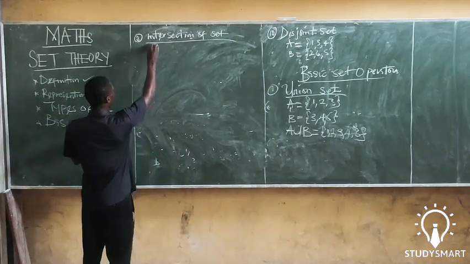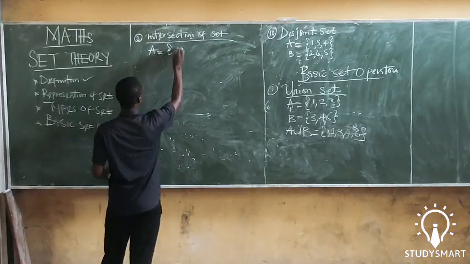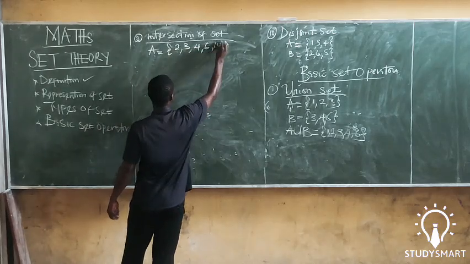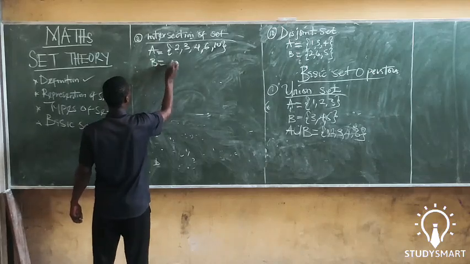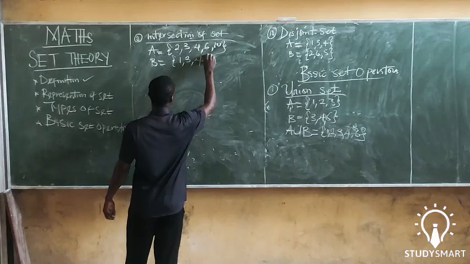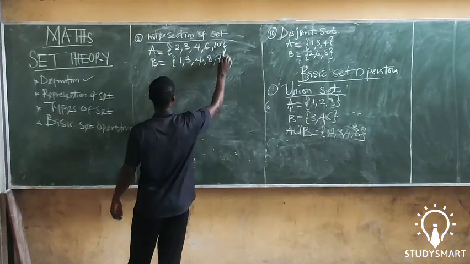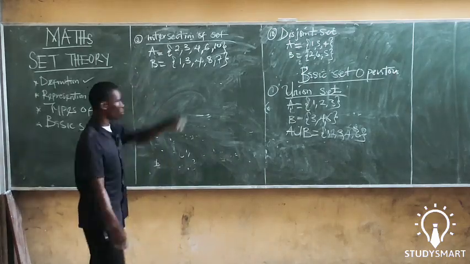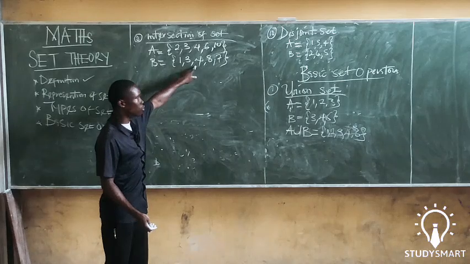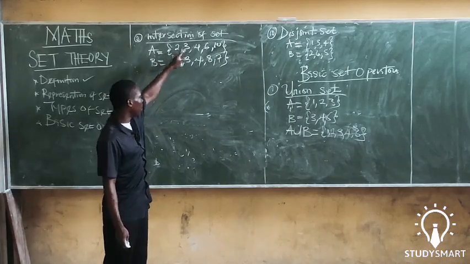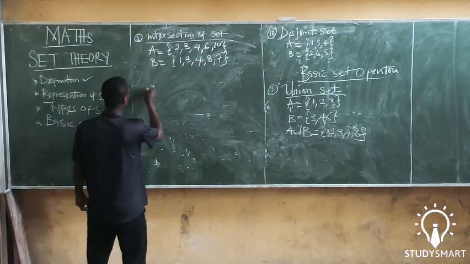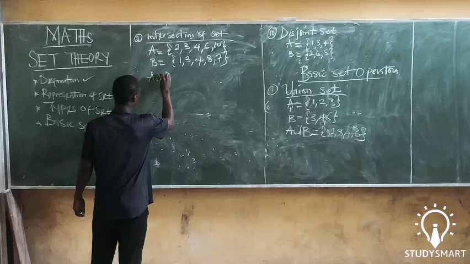What I mean is, if I have A equal to 2, 3, 4, 6, and 10, and I have B equal to 1, 3, 4, 8, and 7. So now what this intersection of sets is talking about is that number or element that you will find here and also find here. That number becomes the intersection of that set. So it is represented by A intersection B.